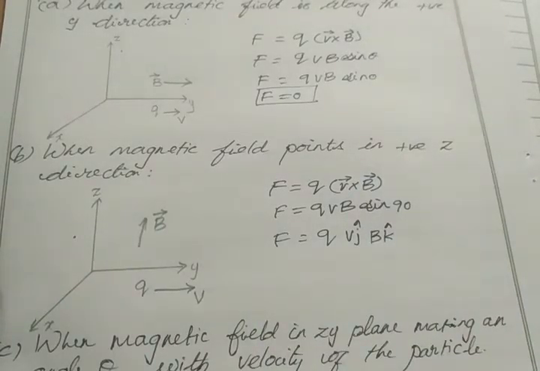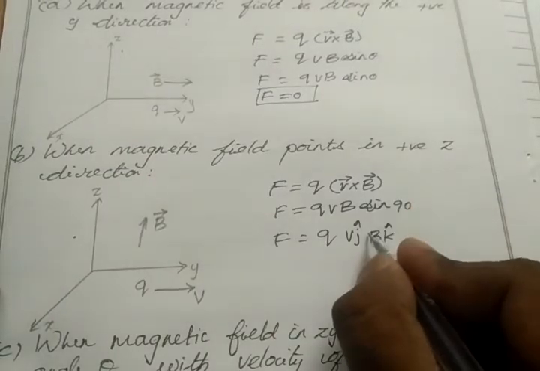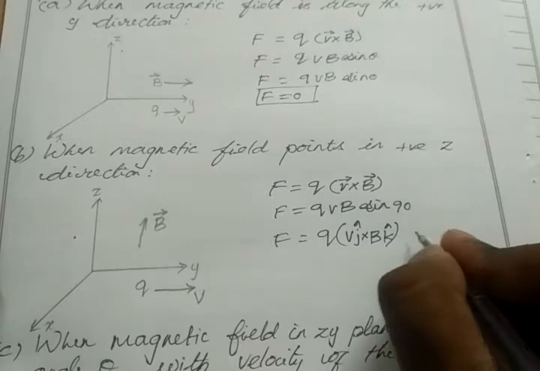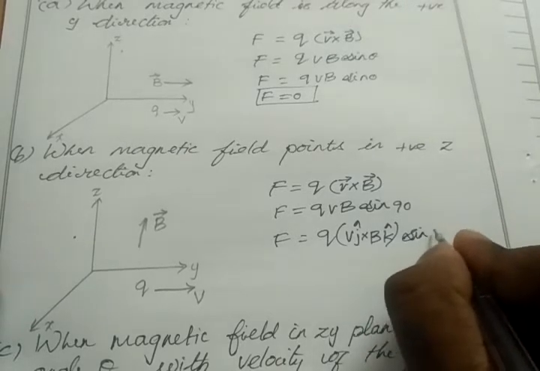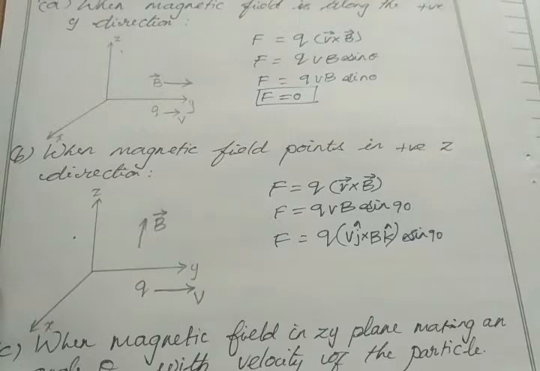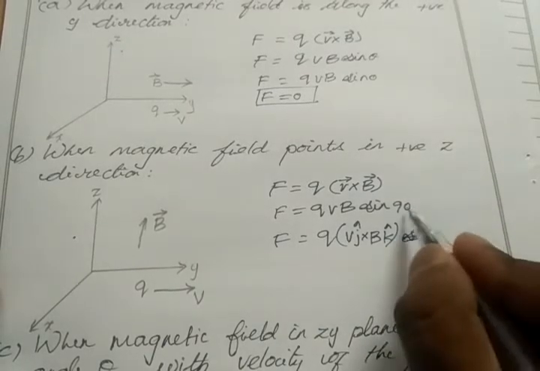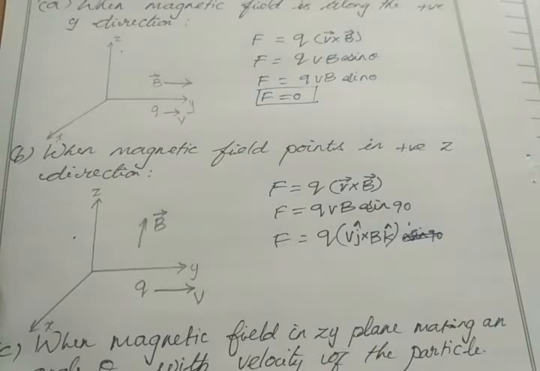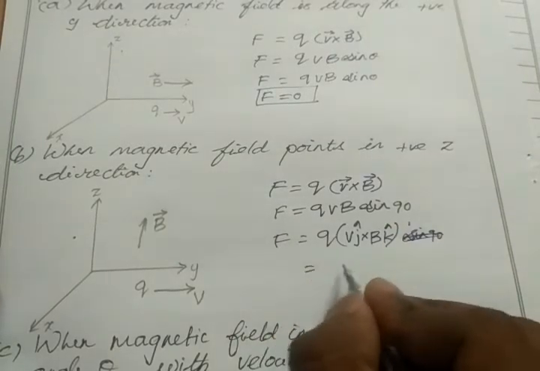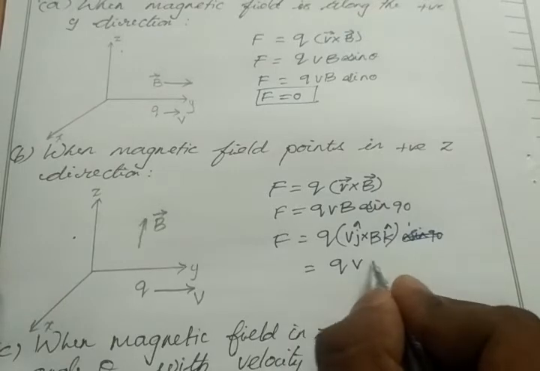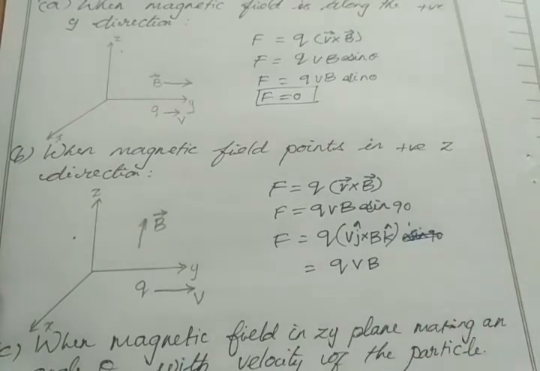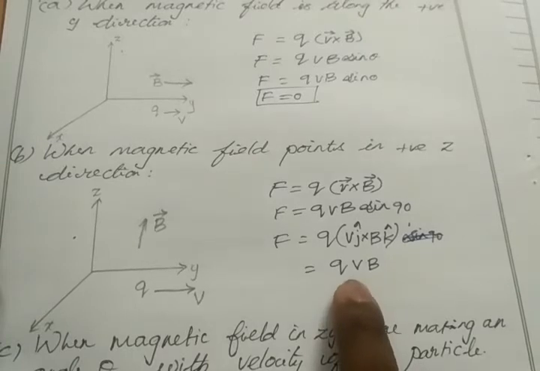Clear? Right? Sine 90. Okay, sorry, here already solved sine 90 value. Sine 90 value will become 1. Okay, so if you solve this, you get Q V B. Sine 90 value will be equal to 1. Then what is the direction of magnetic force? That is also asked. Find the magnitude and direction of Lorentz force. So this is my magnitude of Lorentz force.